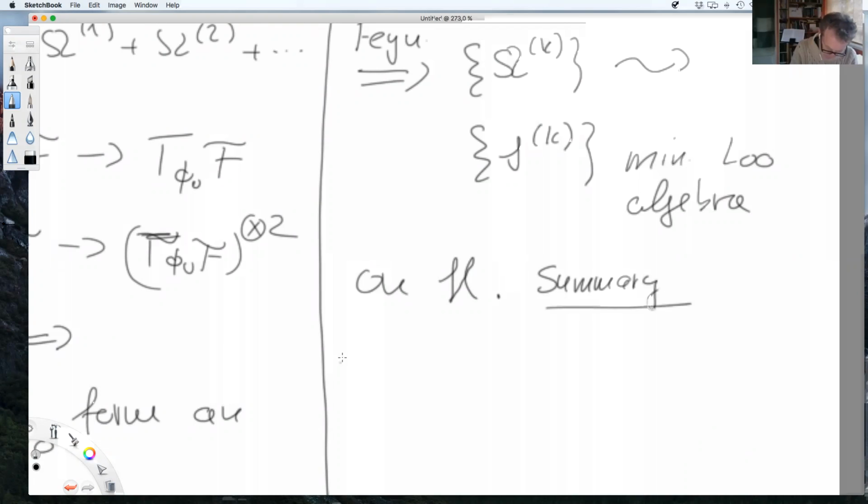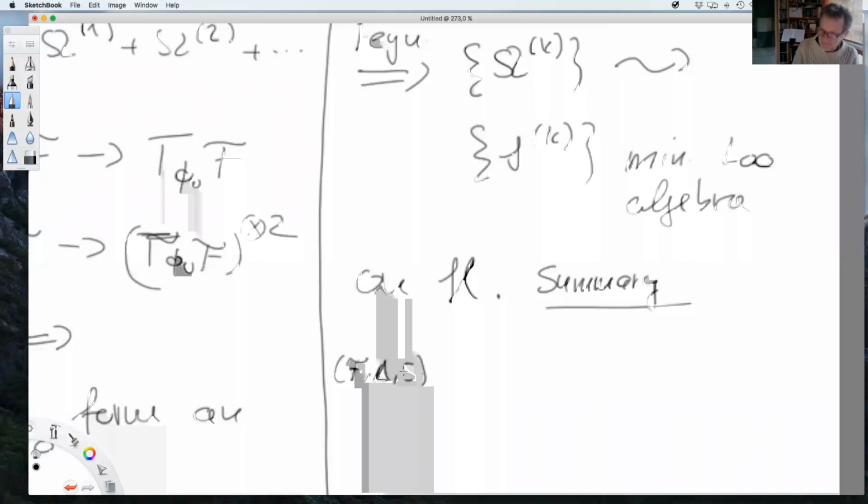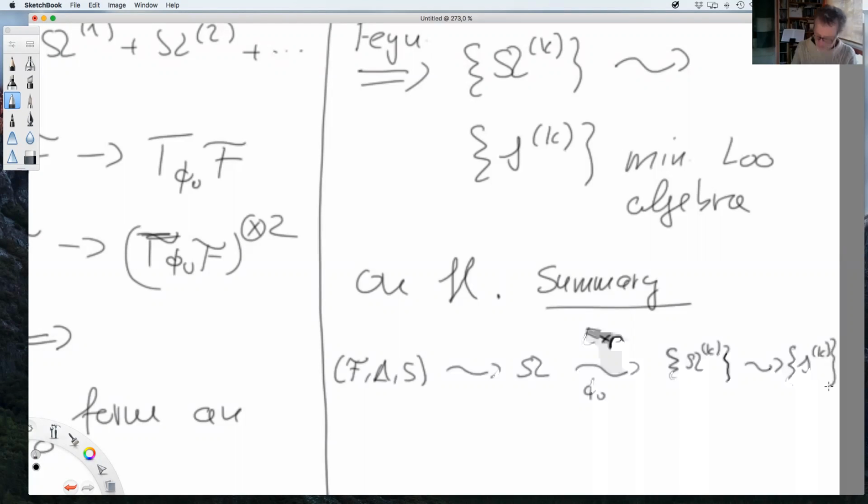So on the one side, we have this F, delta, and S. That was the initial data of a BV system. This first induces a homological vector field, omega, and then expanding around phi 0 gives me the omega k's. And then finally, using this Feynman perturbation theory, the minimal model map gives me the S_k. They live on the cohomology of the linear piece. So now I want to put physics to this.